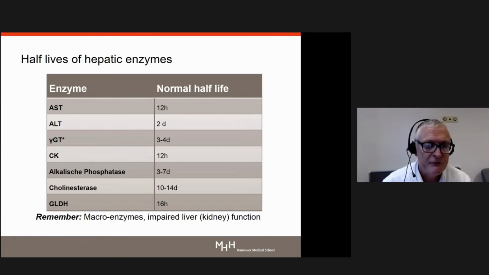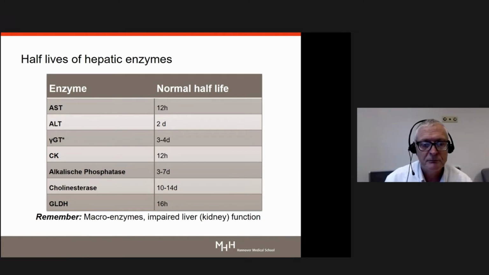Talking about half-lives, what is normal? AST is 12 hours, ALT is 2 days, so considerably longer, and the others, for instance, cholinesterase, quite long. You need to think about this in case you want to use cholinesterase in acute liver failure. Do think about a 14-day half-life, so the patient is fully recovered until you see a change in the blood test.